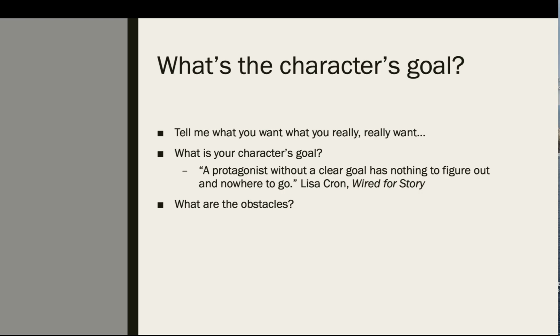Let's get started. The first thing we need to know, there's three things. What is the character's goal? What is their motivation or their why? And then what is at conflict? And we're going to talk about the character's goal first.